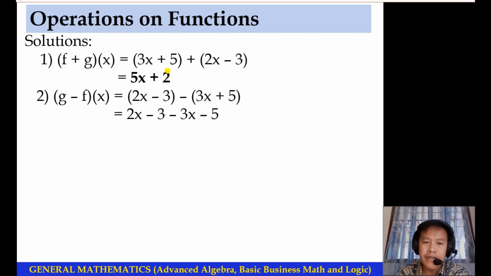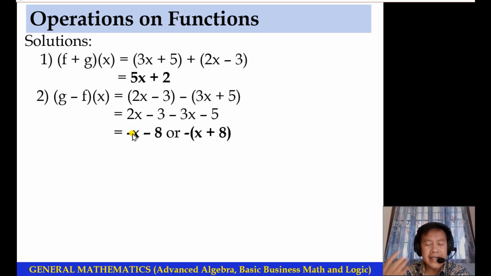Now, what are the similar terms? Of course, you have 2x and negative 3x. What you need to do is to apply the concept of addition of signed numbers. 2 plus negative 3, of course, is negative 1. And copy the common variable x. That is why you have negative x. Do not anymore write 1 if that is our coefficient, because 1 is the identity element under multiplication and division. Therefore, if our coefficient is 1, it is no longer written. If our denominator is 1, it is no longer written because that is our identity element under multiplication and division.